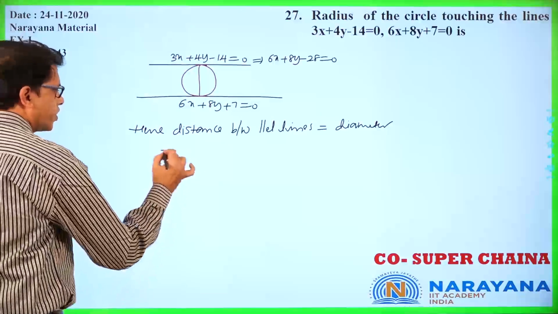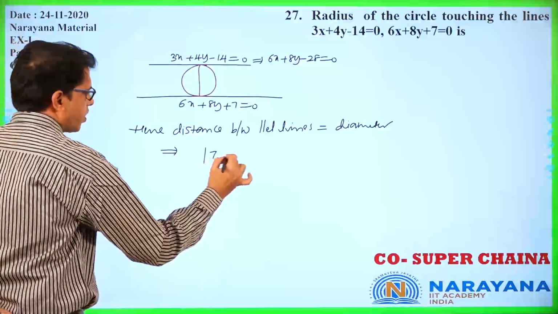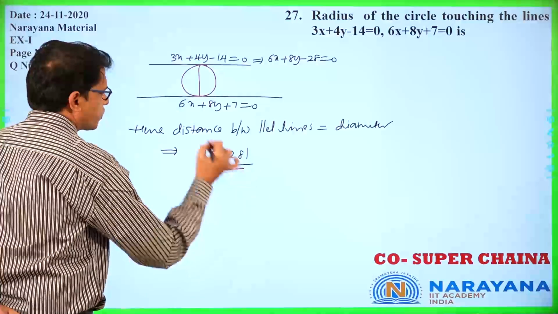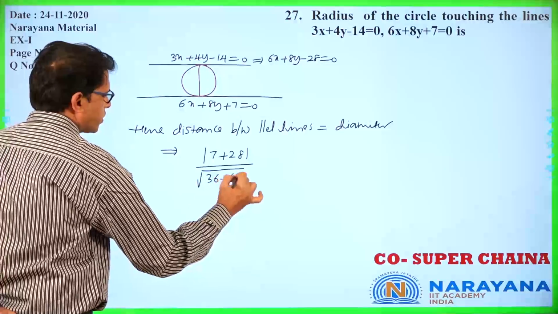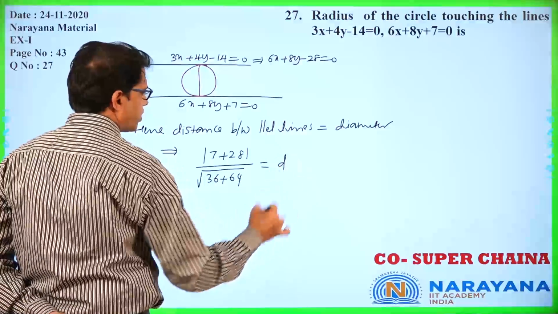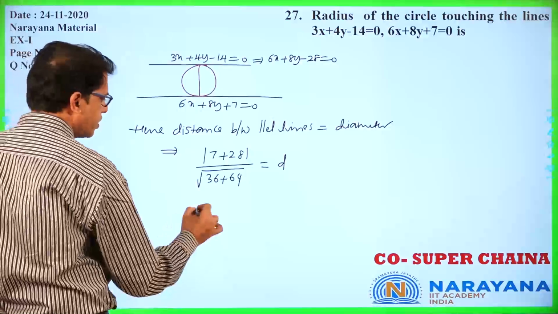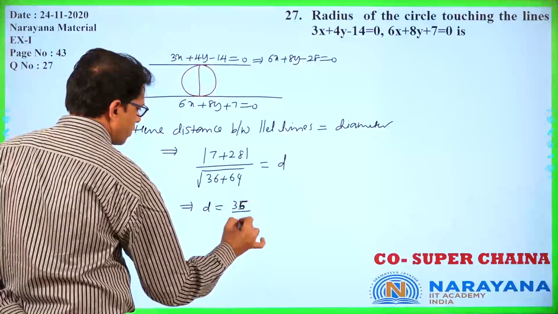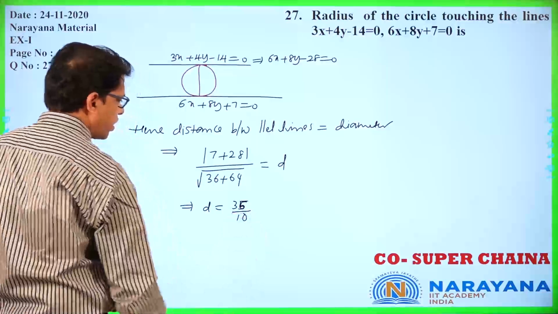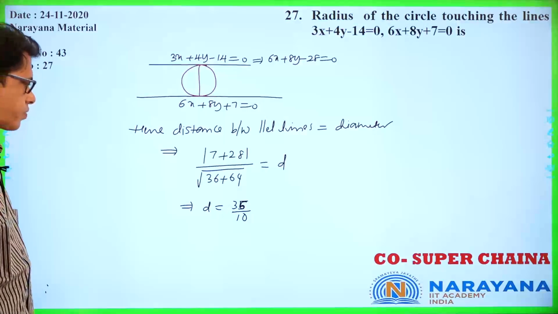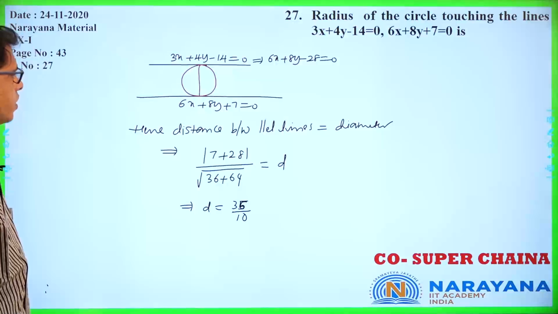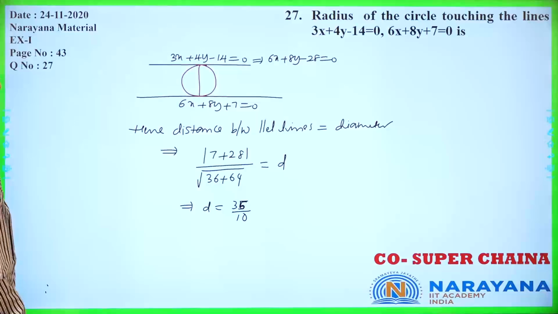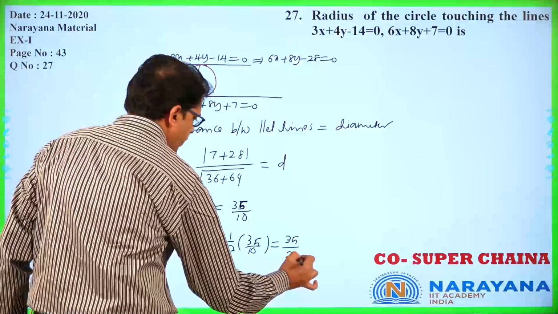That implies |C1 - C2| over root a square plus b square, so |7 - (-28)| over root of 36 plus 64, equals the diameter, say d. So d equals 35 by 10. Now we have to find the radius, which is half of the diameter.